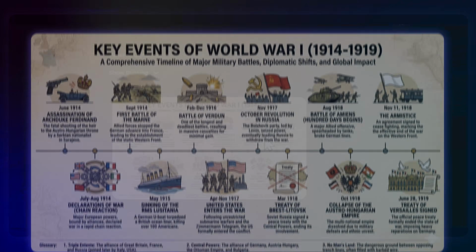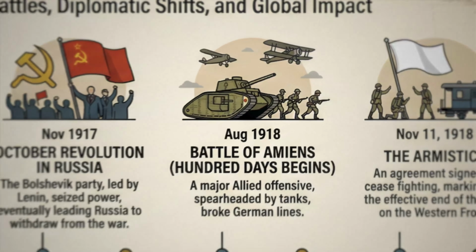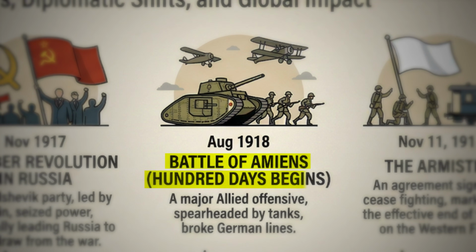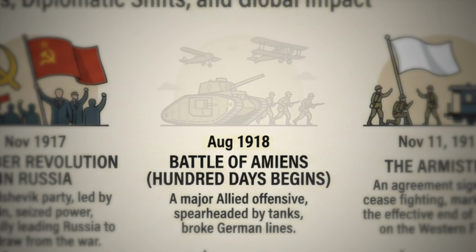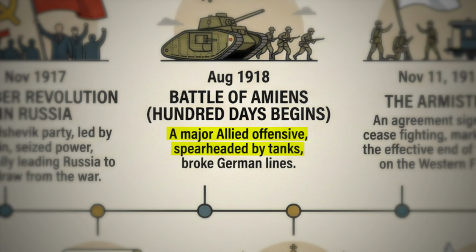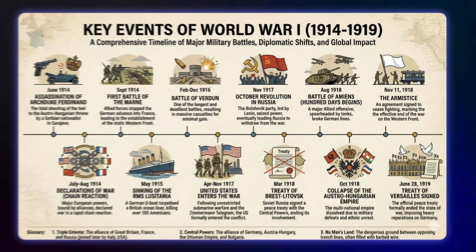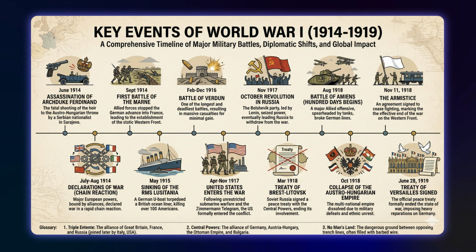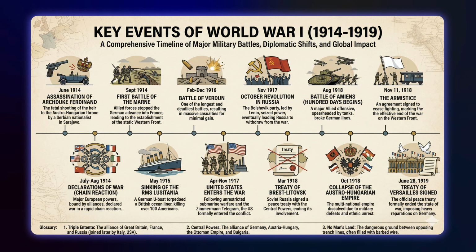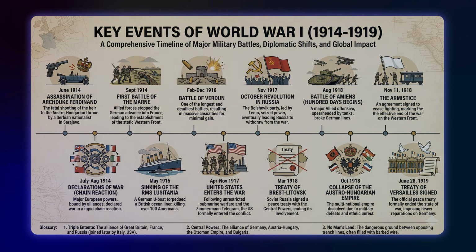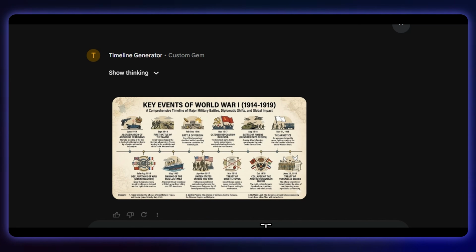And here's the result. Check it out. Each node has a unique title, date, graphic, and a short description. There is also a list of 3 key terms with brief definitions in the footer, exactly just as I requested. Splendid. And if you want to tweak anything, you can ask for changes to specific nodes.